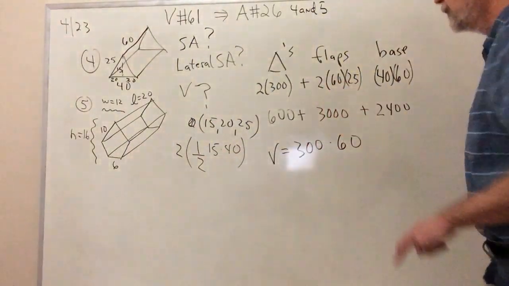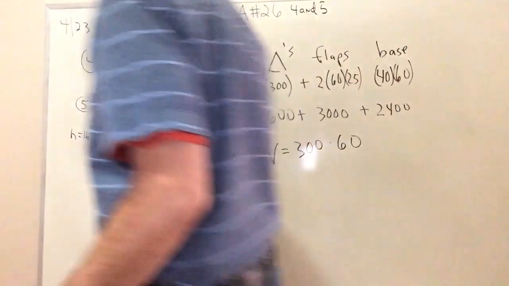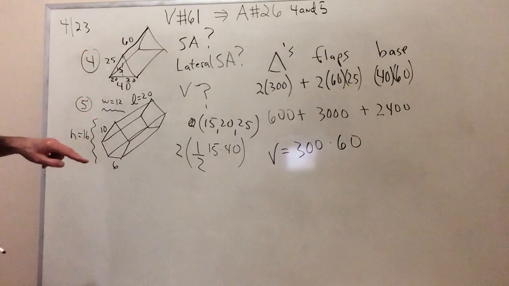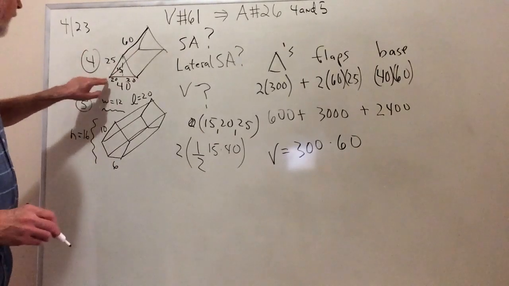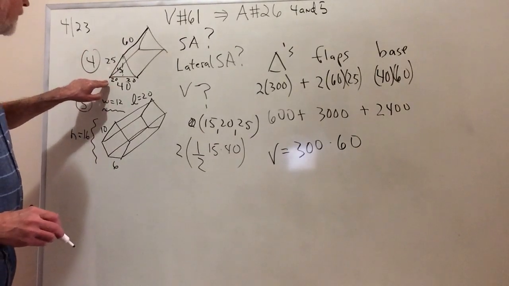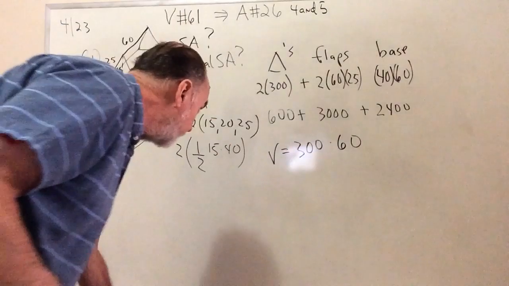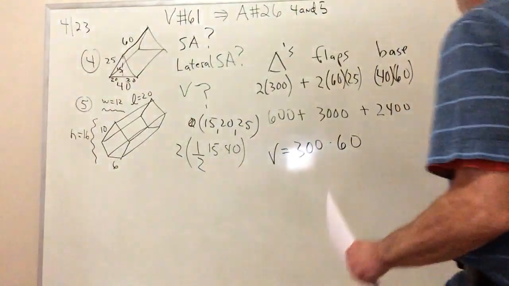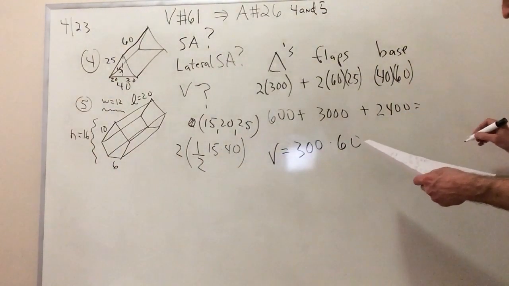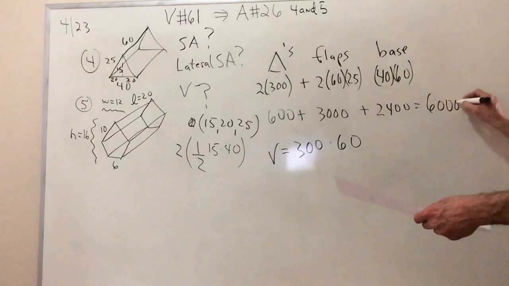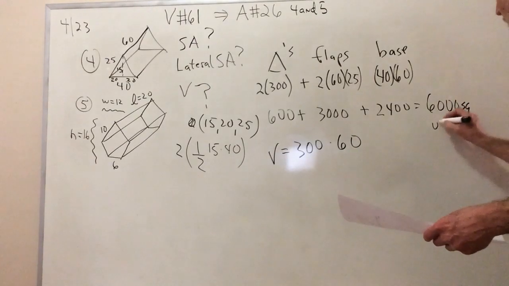There's the flats. There's one flat, 25 times 60. You should see that. One is congruent to the other, and then the base, of course, is 40 times 60, which is the base over here. You should see that, or let me know if you're having problems with that. You'll definitely see it on the test. I add it all together, and I come up with, let's see what we got here, 6,000 square units. You can check me.